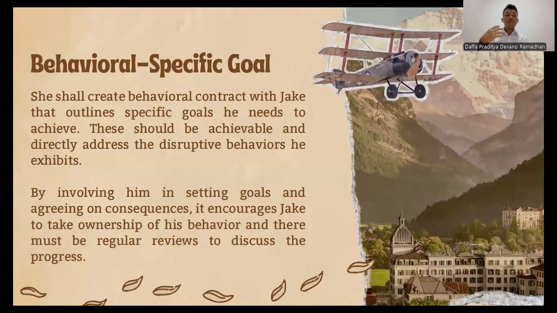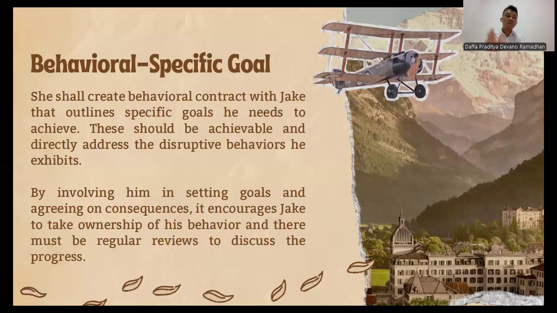The behavior-specific goals are basically a behavior contract like the previous one with Jake that outlines specific goals he needs to achieve, but it's more specific than the previous one. These should be achievable and directly address the disruptive behavior he exhibits. So it's not a punishment. It has to be really specific in terms of the sort of behaviors he shows.